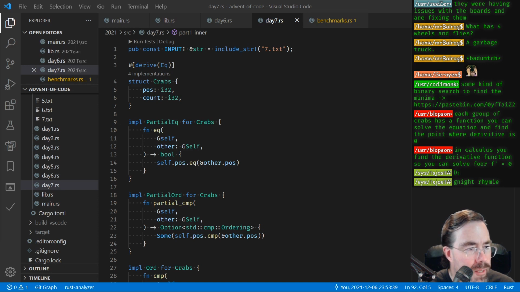Hold on. I've got to press this button. Wait, why did it do that? Did he stop streaming right as I was going to raid him? Or did I just click the wrong button? I just clicked the wrong button. All right.